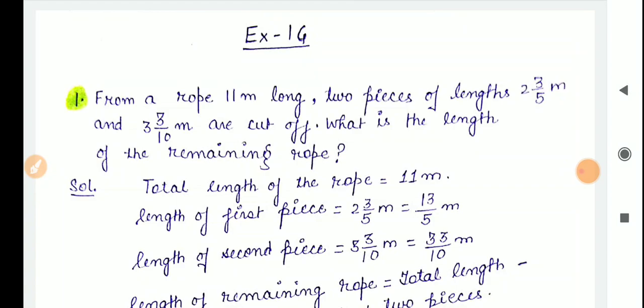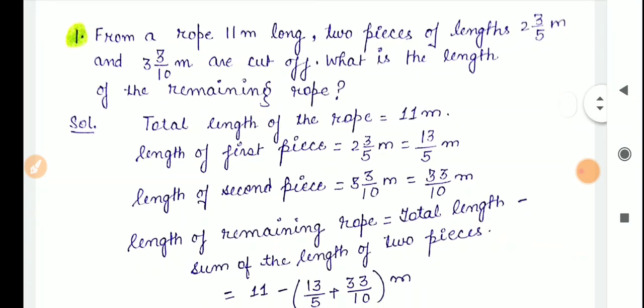From a rope 11 meter long, two pieces of lengths 2 complete 3 by 5 meter and 3 complete 3 by 10 meter are cut off. What is the length of the remaining rope? Suppose the total length of the rope is 11 meter.